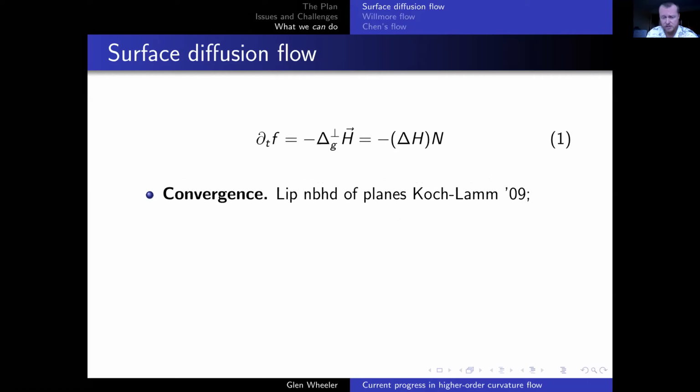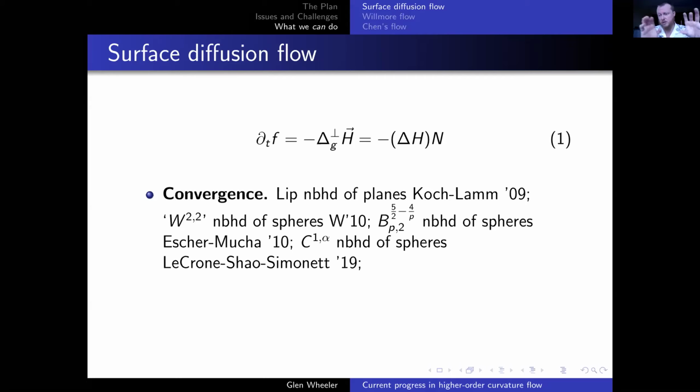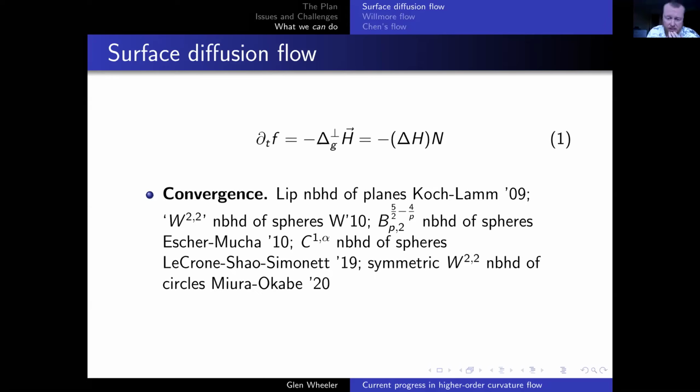And then what about convergence? Well, the Lipschitz neighborhood of planes by Koch and Lamm. I did a W^{2,2} type neighborhood of spheres. Escher and Mućka have the Besov neighborhood, which is better in low dimensions, but worse in high dimensions. And Lecrone, Shao, and Simonett did something like C^{1,α} in 19. So you can see there's continual improvement. And I've only included results that are sort of on the edge of what's best known. So in particular, for a lot of these, there's a lot of stuff before that I haven't included.